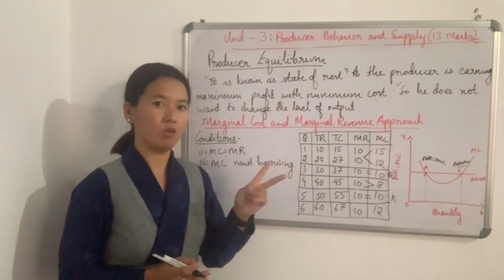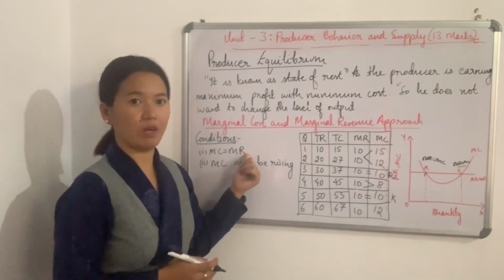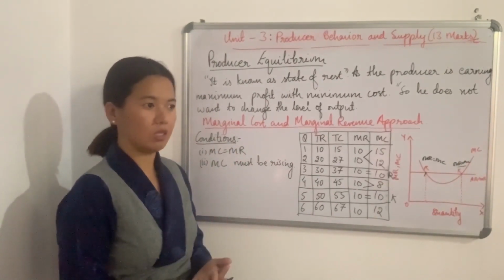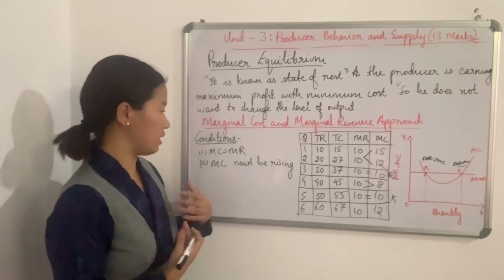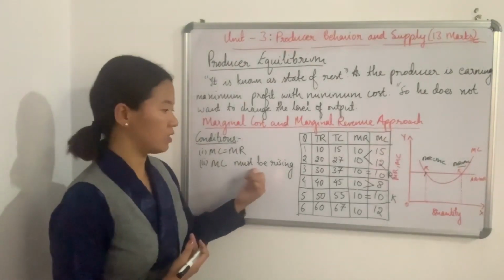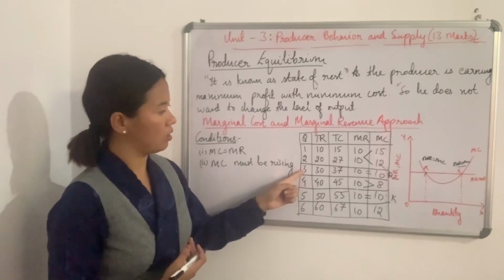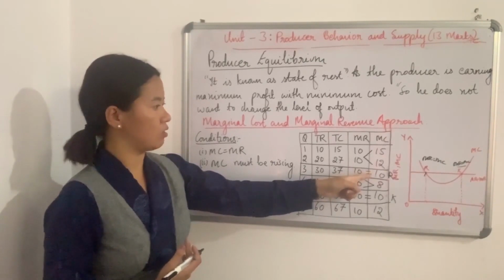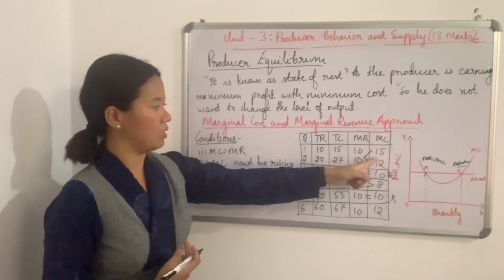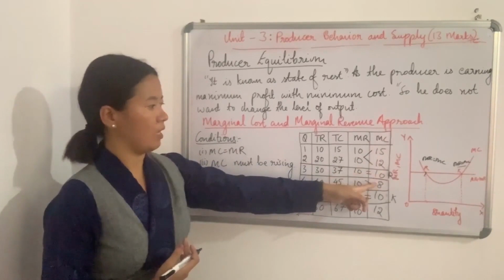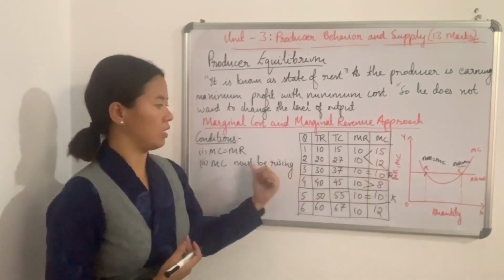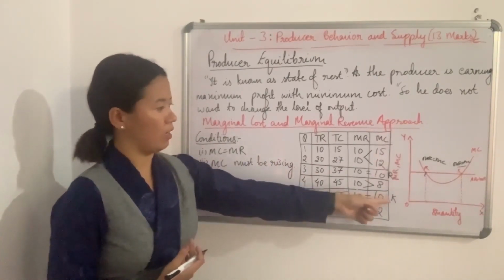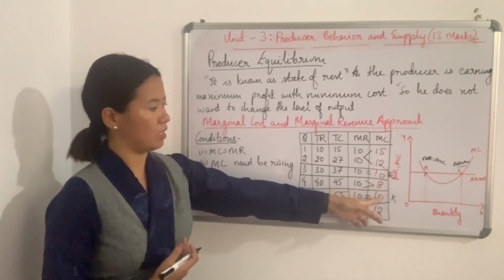the first condition is also satisfied, that is, marginal revenue equals marginal cost. Now we get two levels of output where the first condition is satisfied, but we have to find only one level of output where the producer gets maximum profit. So now we have to look into the second condition, where marginal cost must be rising. At the first point where MR equals MC, MC is not rising. As we can see, MC is falling: 15, 12, 10, 8. So at point R, the second condition is not satisfied.